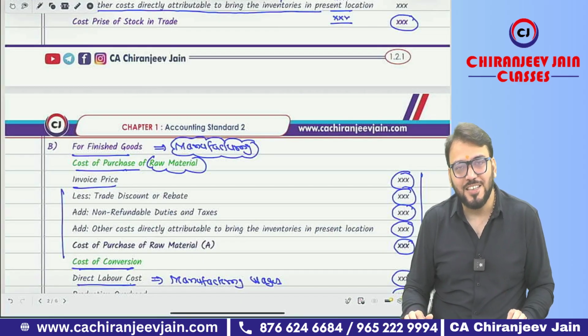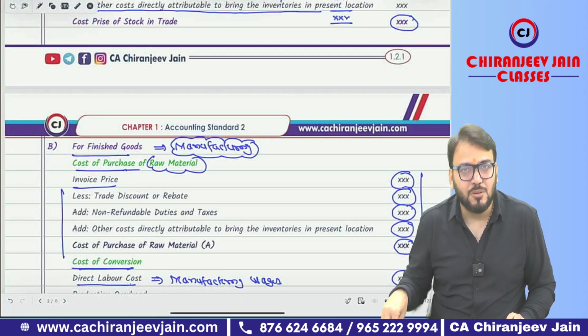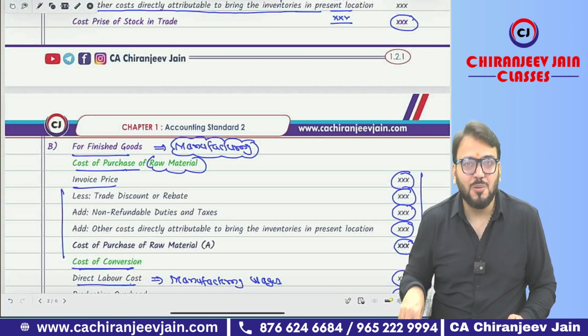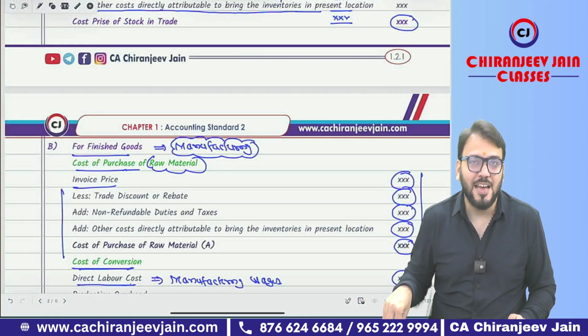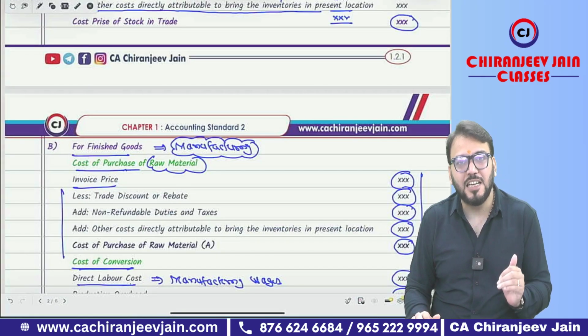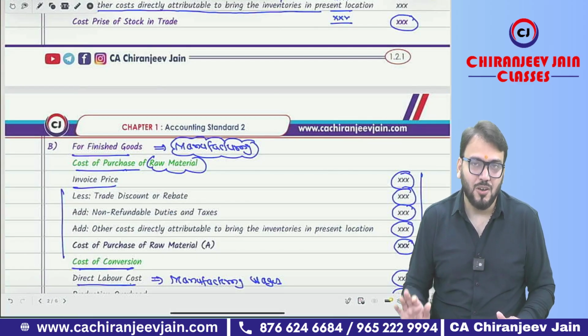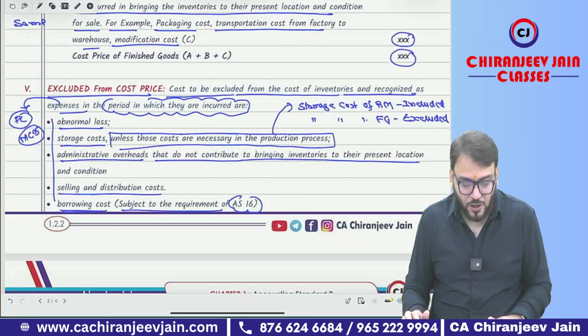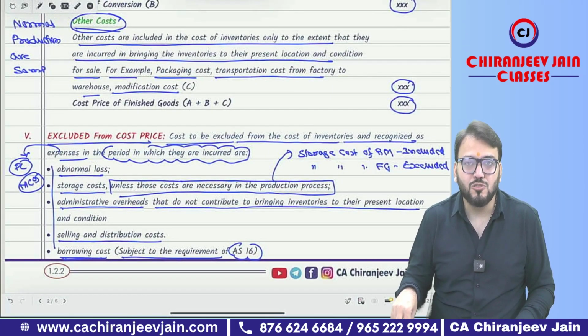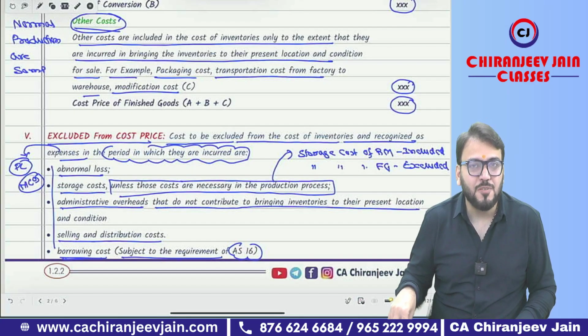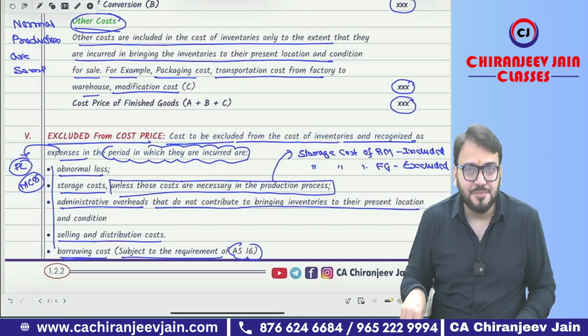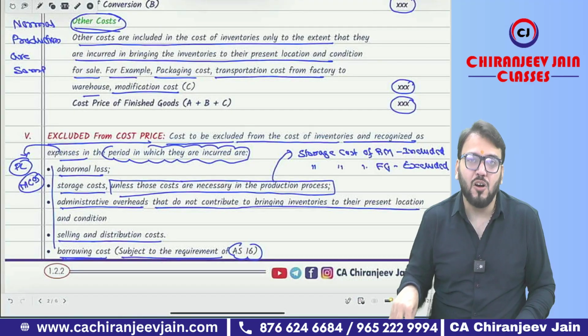Production overhead can be variable or fixed overhead. Variable overhead will be allocated to each unit on the basis of actual production. However, fixed overhead will be allocated to each unit on the basis of actual or normal production, whichever is higher. Then we'll add other costs. Other costs are the expenses incurred to bring the inventory to its present location and condition for sale. Okay. Then what is not included in the cost price? That is abnormal loss, storage cost, if it is not necessary for production purpose, then administrative overhead, selling and distribution cost, and borrowing cost.